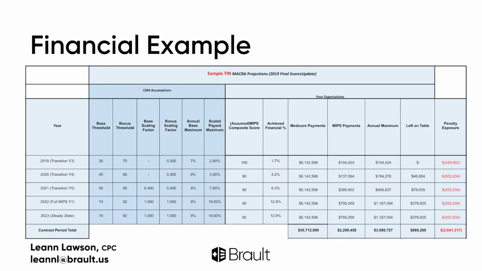So if we keep that same MIPS composite score of 90 points, we're going to see achieved financial percentage, or your incentive percentage, at 6.3%, which would be a $386,000 MIPS incentive. With a 90 point, though, we're still leaving almost $80,000 on the table. So optimization, I would say, is key, trying to reach that 100 points and grab everything that's left on the table. If we take a look down at 2022, we do have our full MIPS program.